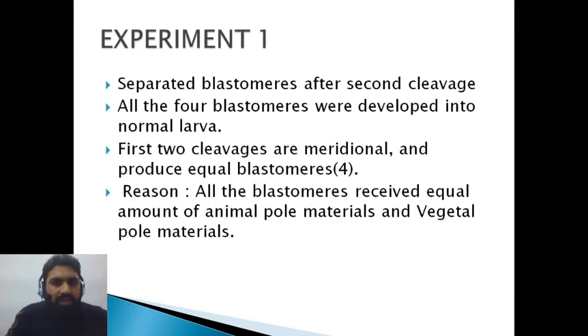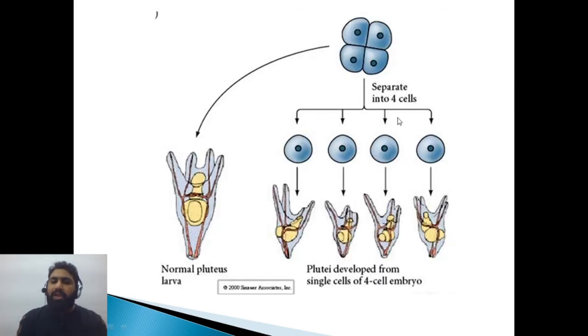So they have separated the blastomeres after second cleavage. Then as a result, all the 4 blastomeres were developed into normal larvae. So this is the cell. After the second cleavage, you will be getting 4 blastomeres. Normally these 4 blastomeres will be developing into a normal Pluteus larva. That is the normal fate of this structure.